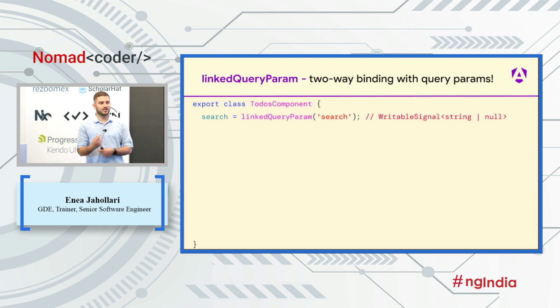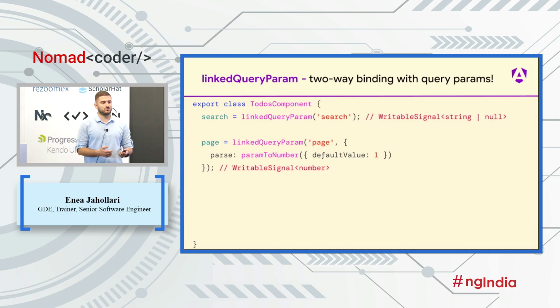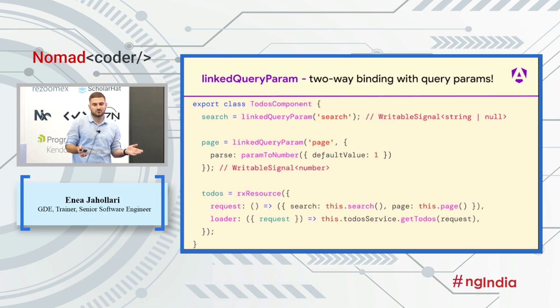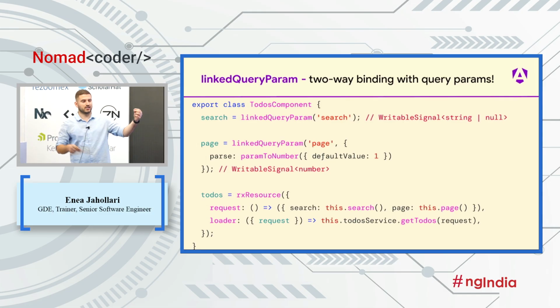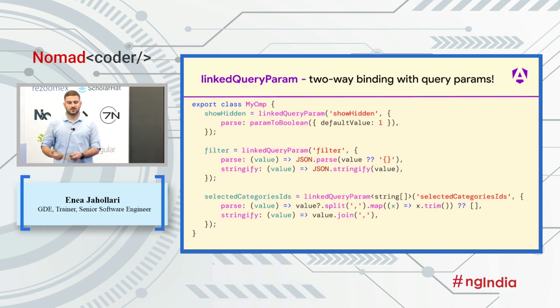So it basically does two-way data binding with query params. Of course, we can parse stuff, because in query params we can only store strings. So you can say paramToNumber, and pass maybe some default value for page. Or maybe you have a resource, and you want to use that. So you can synchronize your query params directly with an API call. Every time the query param changes, the rxResource will take care of it, because that's how signals work. Angular tries to synchronize everything. We can use that with booleans, numbers, objects, arrays, and everything just synchronizes itself without us having to care too much.